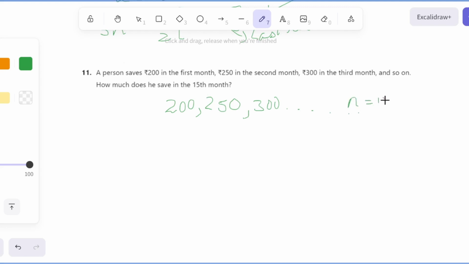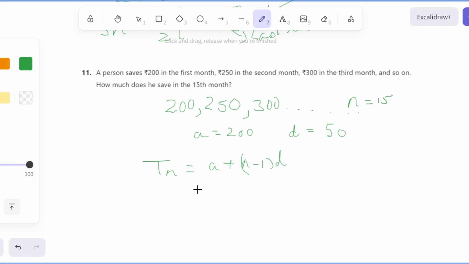So n is 15, a is 200. They want to know how much he saves in the 15th month. They're not asking to calculate the sum. They just want to know the amount in the 15th month. So d will be how much here? If you subtract, it comes out to be 250 minus 200, which is just 50. I think we can use the general term formula here.